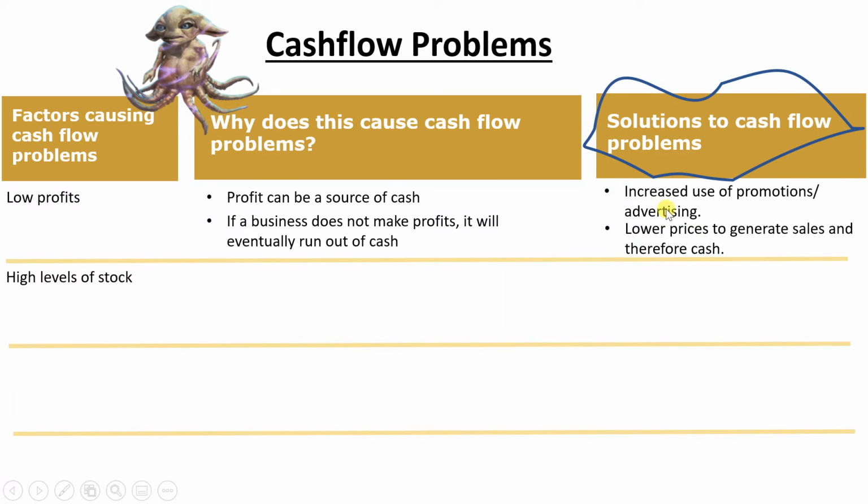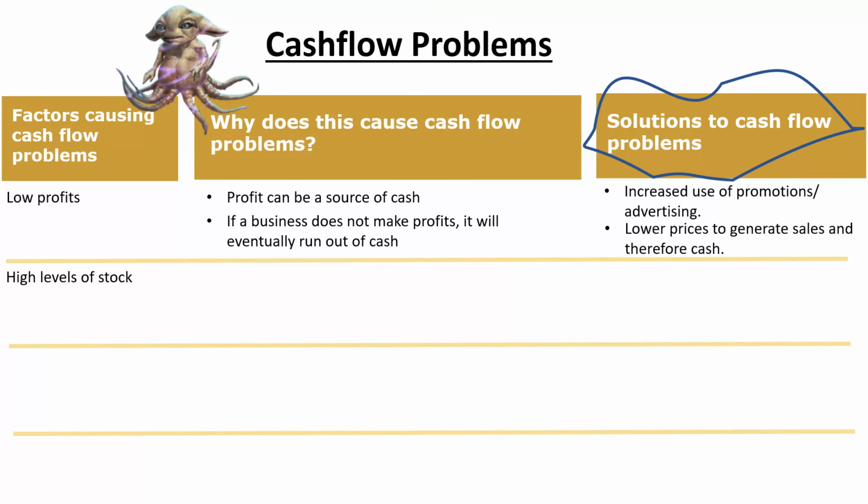But let's also look at the solutions to these cash flow problems. A solution to the cash flow problem of low profits could be that we increase the use of promotions and advertising. That's part of your aim A work. You could lower the prices to generate sales and therefore cash. So that's using your profit margin, which is part of your aim B work. Oh my word, it's almost like it's a plan.